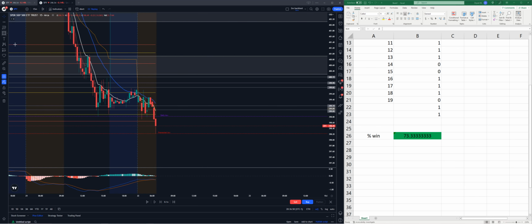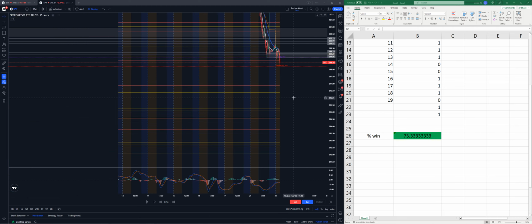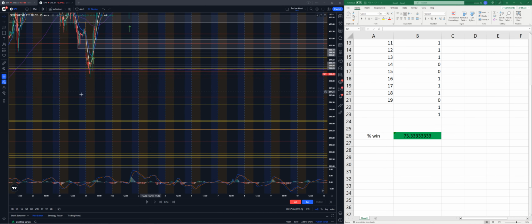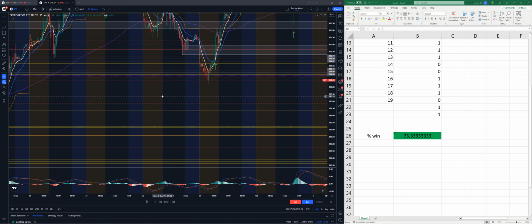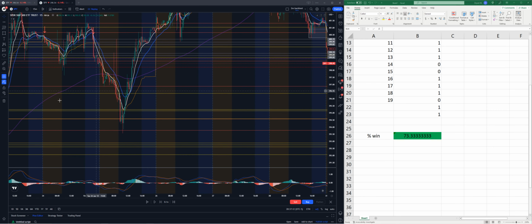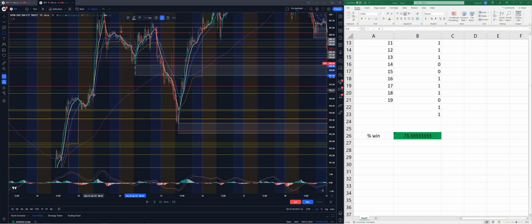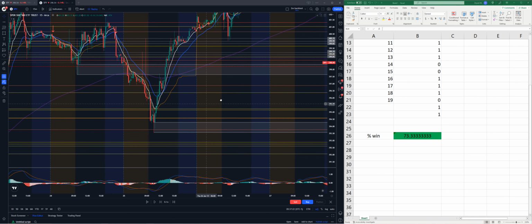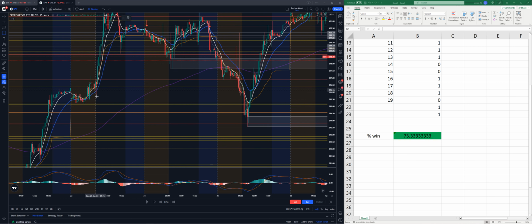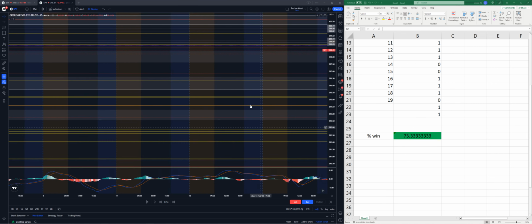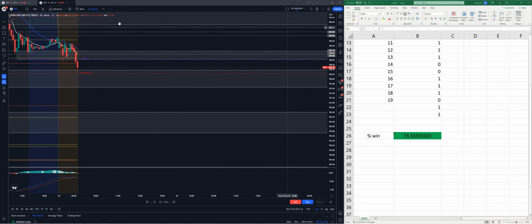Okay, so let's go ahead and just draw the zone that we're going to have anyway. And I'm going to have to grab some more zones because we're so far down now. So let's see what we can get here. Okay. Zone here. Zone here. Zone there. I think that should be good for now. Let's just use those. Let's go to 2-minute.